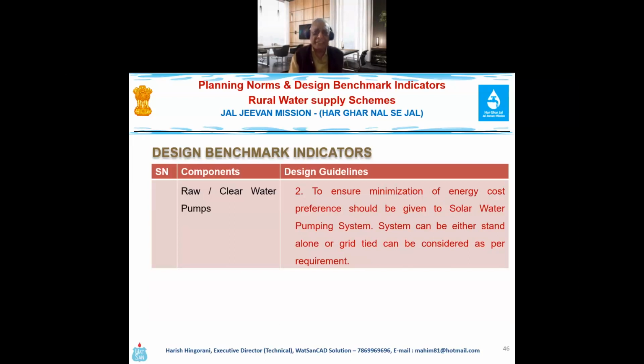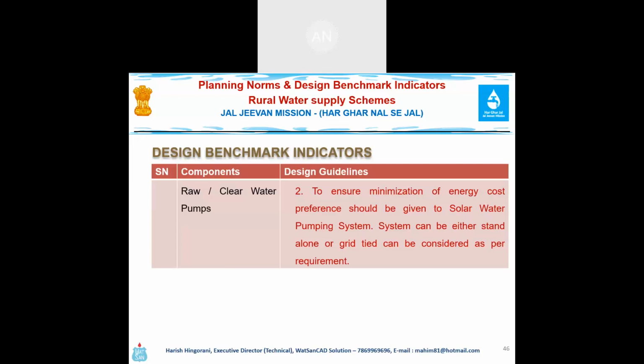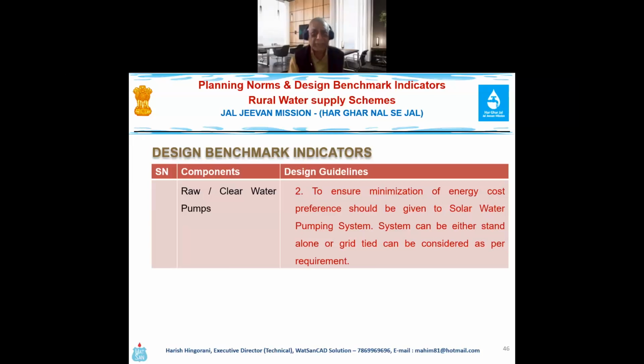To ensure minimization of energy costs, preference should be given to the solar water pumping system. The system can be either standalone or grid-connected, as per requirement. What I am saying is that studies suggest most surface water supply, regional water supply, and multi-village water supply schemes have huge OPEX costs. Even the cost of production of water is going around 15 rupees per kiloliter, and power cost is roughly 60 to 65% of it. The cost of production of water can be reduced to even one third by providing the solar system.